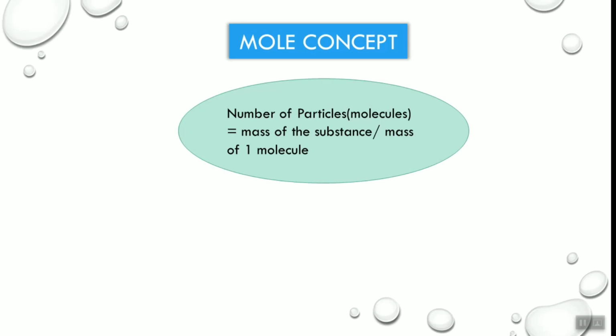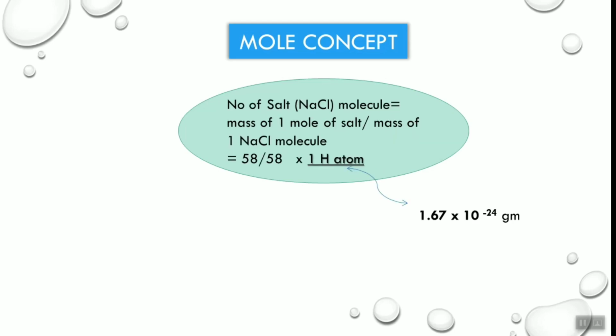Now we will see the mole concept according to the number of particles of that molecule. The number of particles of that molecule can be calculated by the formula: mass of the substance divided by mass of one molecule. Let's see the example of salt. The number of salt molecules can be estimated by the mass of 1 mole of salt divided by the mass of 1 salt molecule. So it will be equal to 58 upon 58. So it is the relative mass of one hydrogen atom. The mass of one hydrogen atom is 1.67 into 10 to the power minus 24 gram.